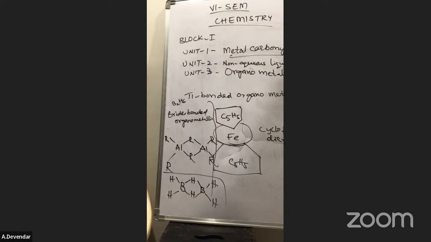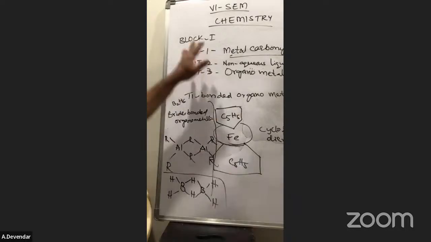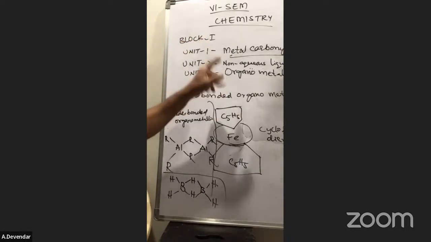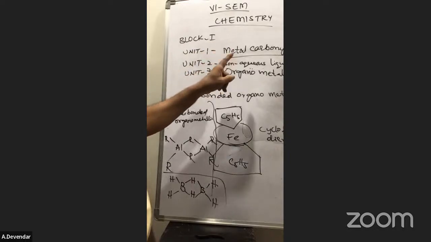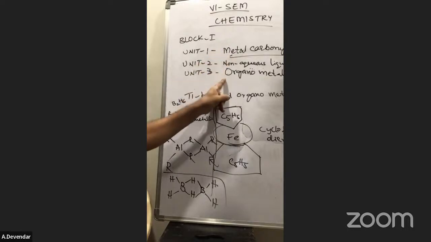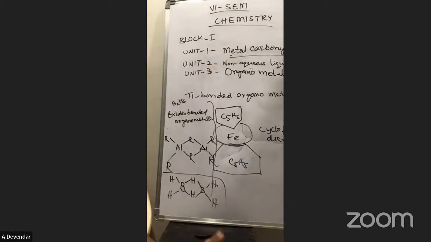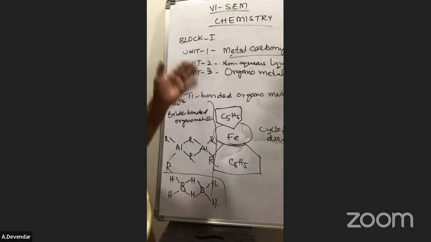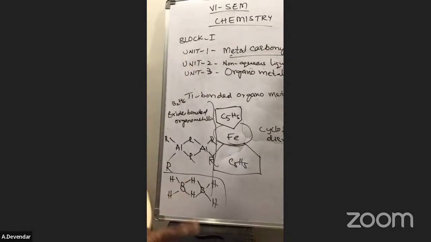If you have any doubts, regarding Block 1, it is very important: metal carbonyls, non-aqueous liquids, the short bits only, organometallics. From this there are 20 compulsory marks. If you are fortunate to get the 13th question also from the same block, you will get 40 marks. Why? Because the 13th question belongs to both Block 1 and Block 2.